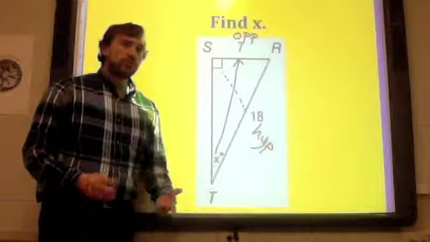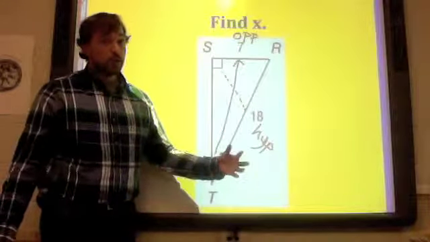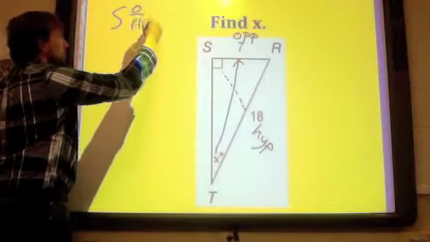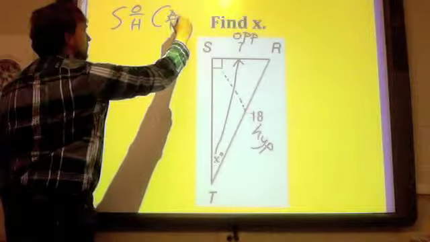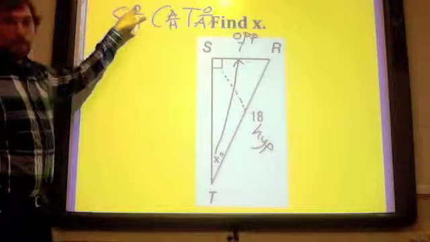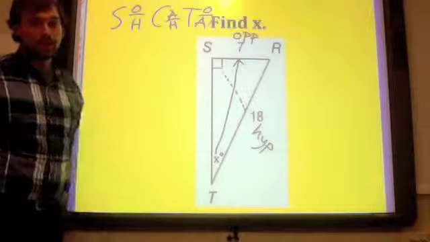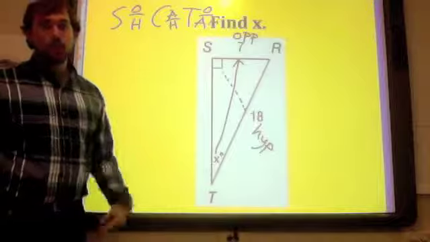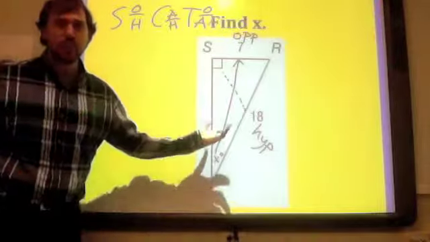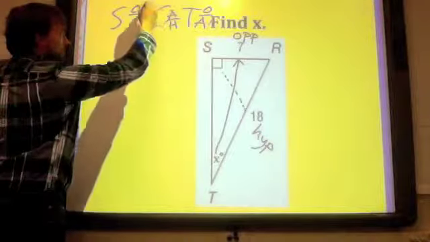Which one of my trig ratios uses opposite and hypotenuse? I don't remember, so I guess I gotta write my SOHCAHTOA. Sine, opposite over hypotenuse. Cosine, adjacent over hypotenuse. Tangent, opposite over adjacent. It's trigonometry. We're going crazy. Just like that. So you've got opposite and hypotenuse.